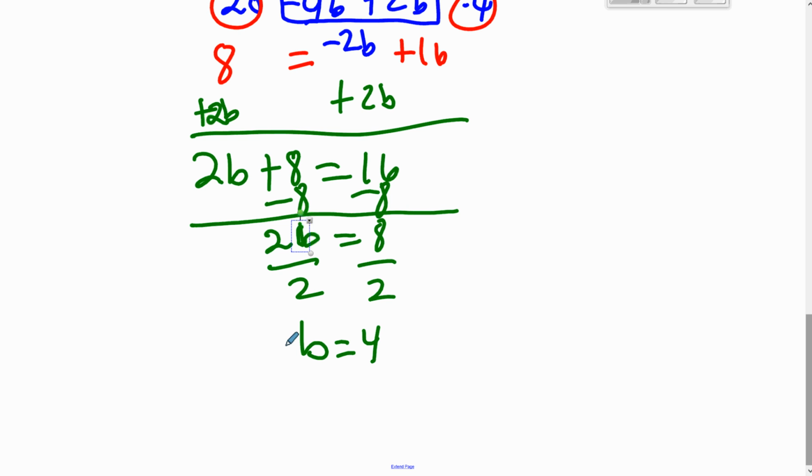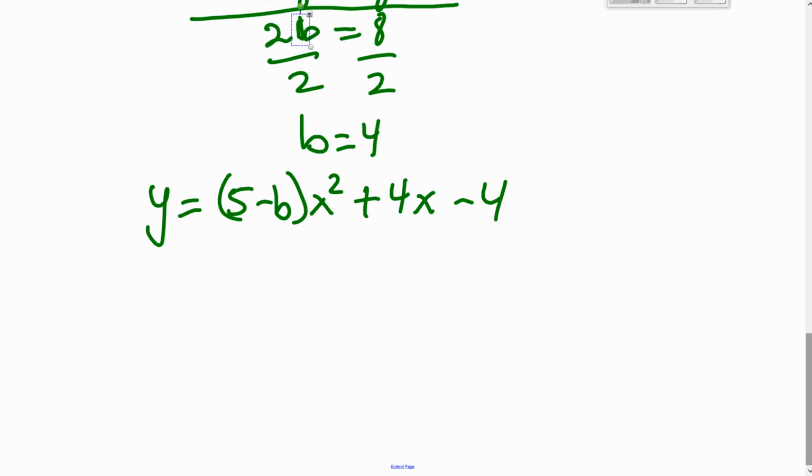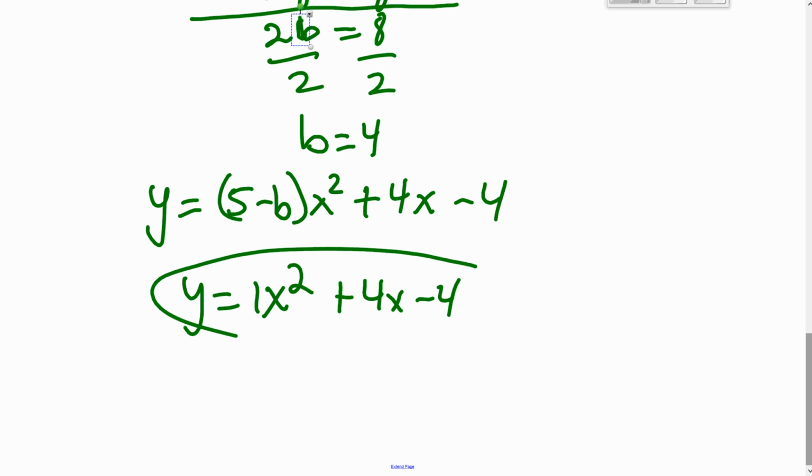So now I have b, right? So now I have y equals my a x squared. Well, isn't a 5 minus b? So can I plug in that b right there? Plus my b times x minus my c. So now I can plug in my b, which is 4. And I get 1 for my x, so I can put it there if I wanted to. 1x squared plus 4x minus 4. So there's my equation that represents going through those 3 points.